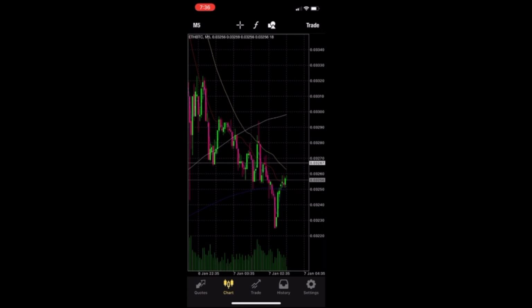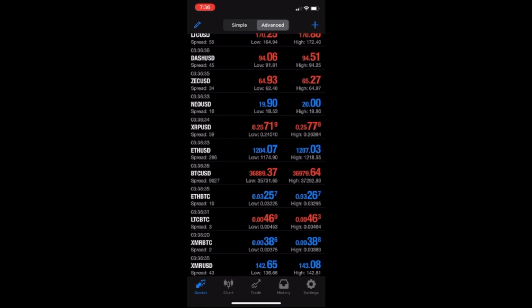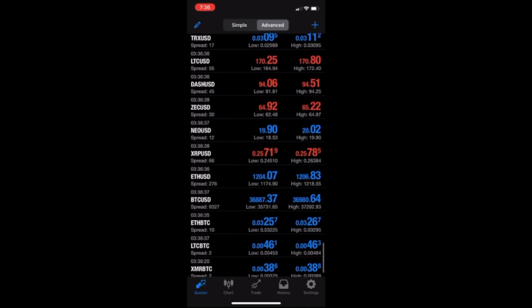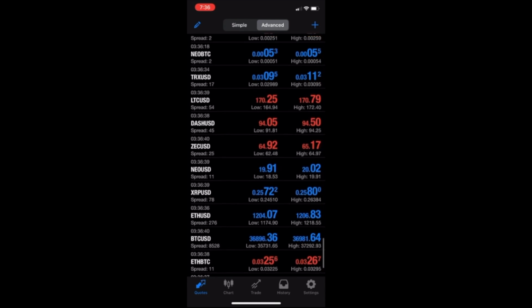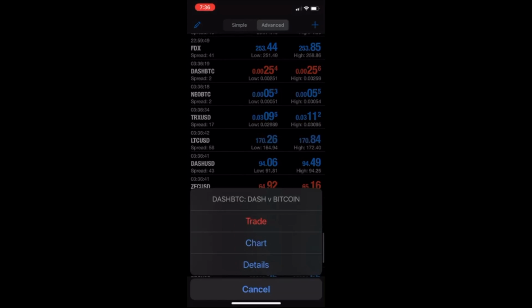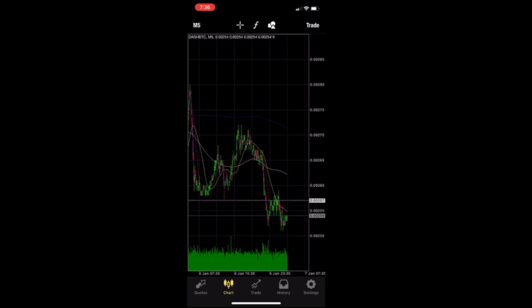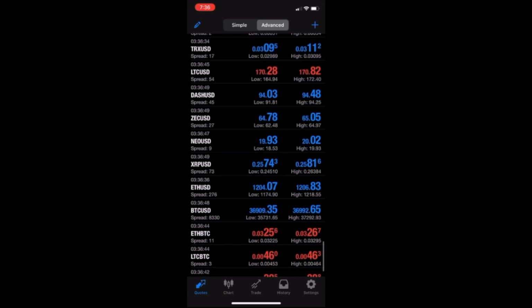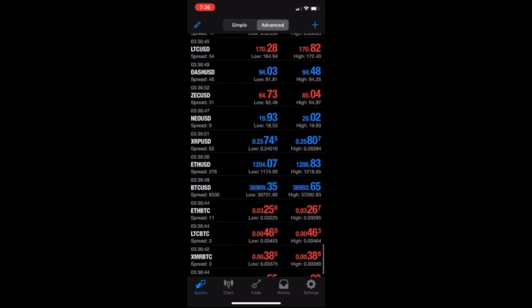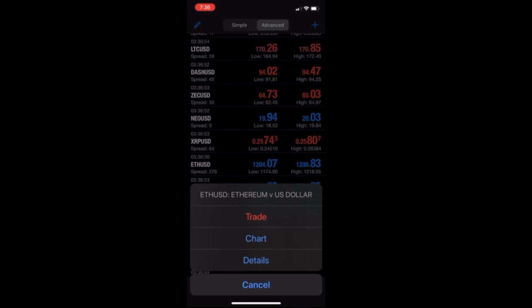What else does it have in here? Litecoin, Bitcoin, Neo, Zcash, Dash, Litecoin, sorry, it's Tron. You have all different types here. I think this is Monero here. You can basically trade any kind of crypto that you want.